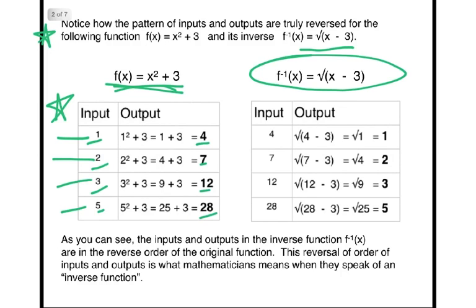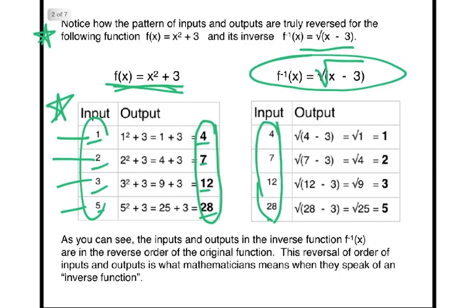Now let's look at the inverse. I claim the inverse is the square root of x minus 3. So now I will plug in the outputs as our inputs, and theoretically it should give us back our original inputs. So let's try. If we plug 4 into our inverse function, the square root of 4 minus 3, which is the square root of 1, or 1. We plug in 7. The square root of 7 minus 3, which is the square root of 4, which is 2. I plug in 12, the square root of 12 minus 3, which is the square root of 9, or 3. And plug in 28, the square root of 28 minus 3, which is the square root of 25, or 5.